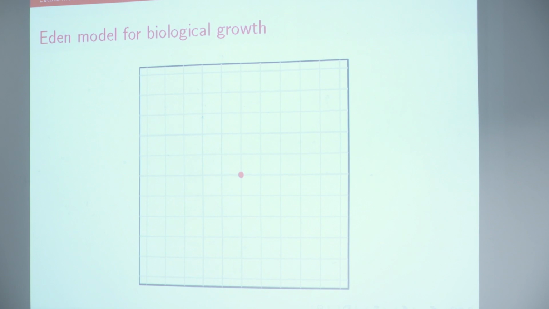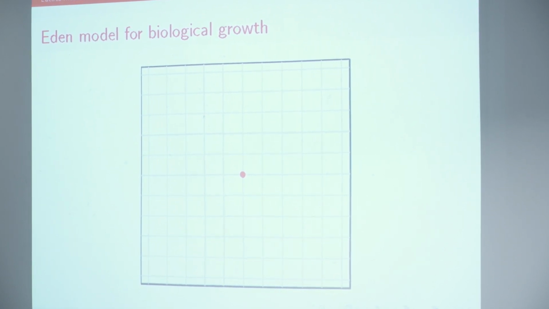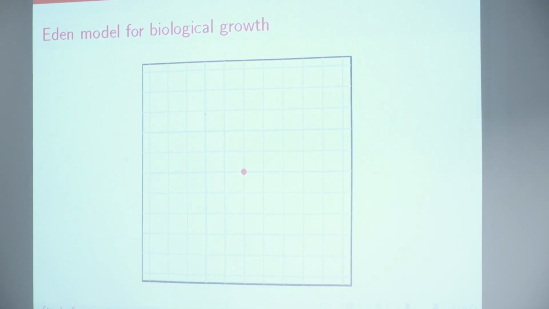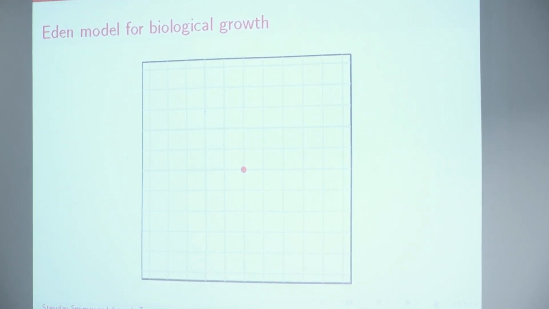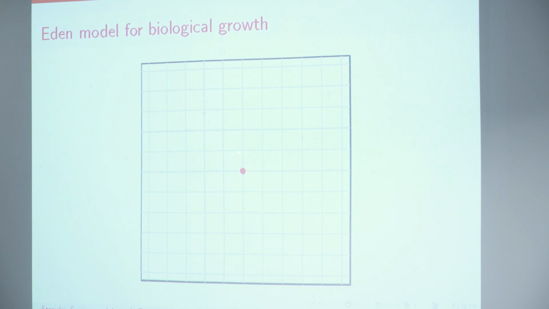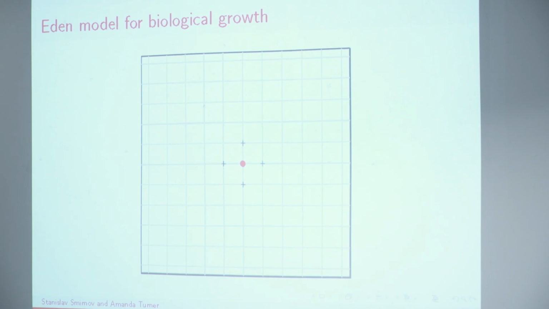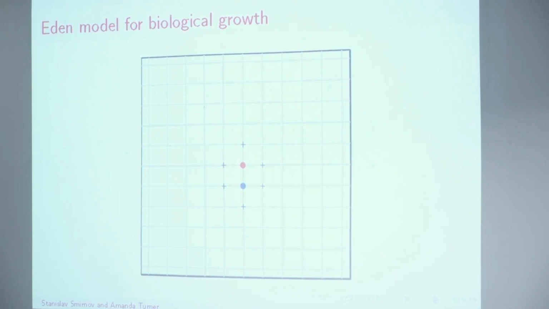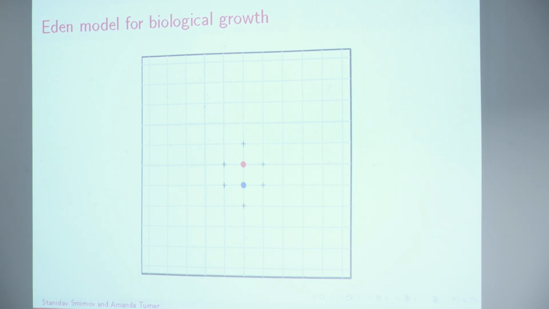and let's suppose we want to model biological growth. So what I'm going to describe here is a model called the Eden model. So what can happen? Well, this particle needs to reproduce, and it's got 4 available neighbors, or directions that it can reproduce into. And each of these is equally likely, so let's just pick one. And now we've got a cluster consisting of 2 particles.